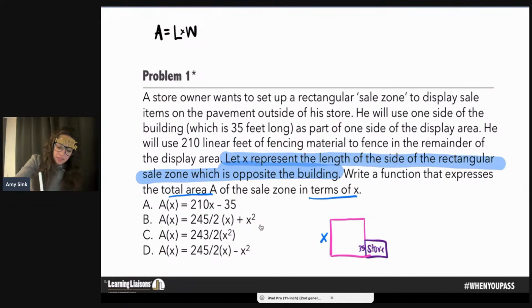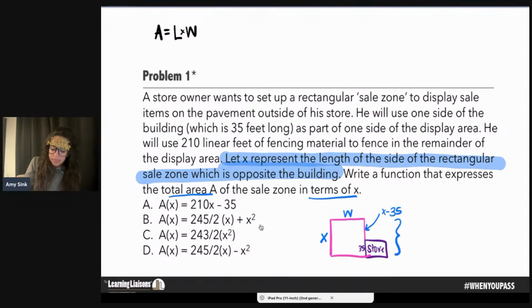I know that this side of the building is X and this side of the building right now is W. You can call it L. It doesn't matter which one it is, but one of them is L and one of them is W. And I know that this right here is going to be X minus 35, right?